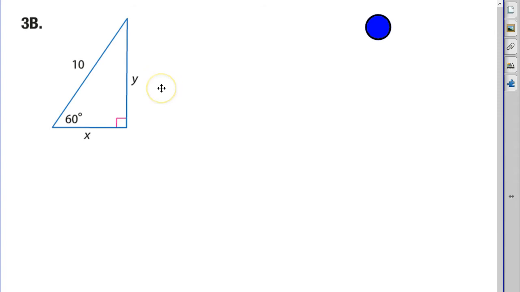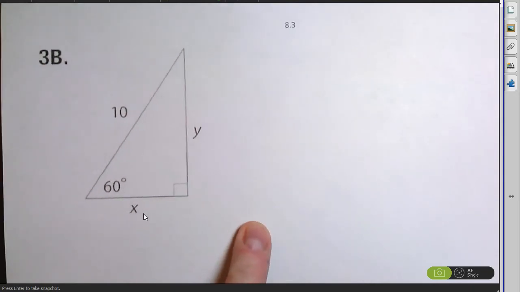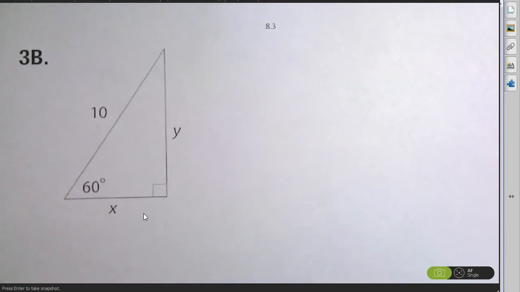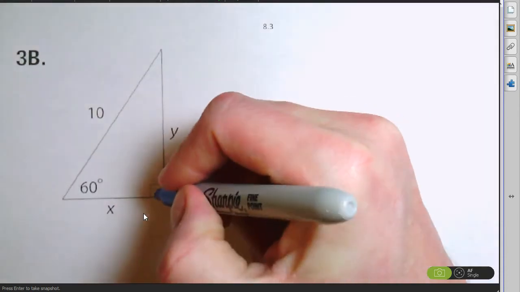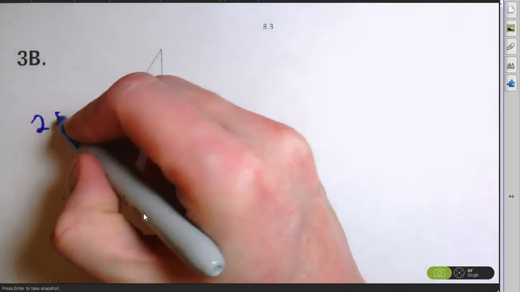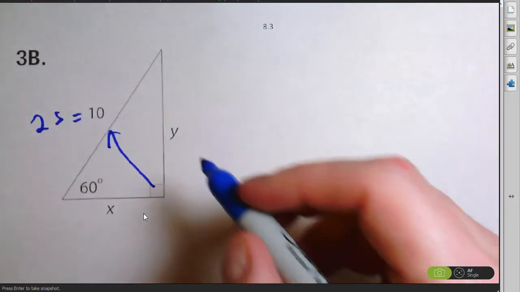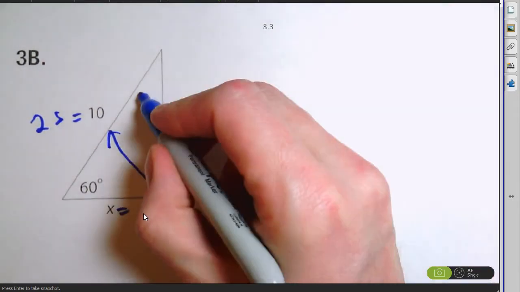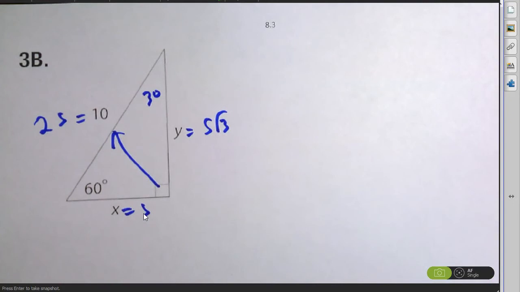Okay, so 3b then. This one's cake compared to that last one. So I have this triangle, and I have to recognize what I have. Well, I have the 10, which is the hypotenuse. That's 2S. I don't know the 60, which is the S root 3 side. I don't know the 30 either, which is just the S side.